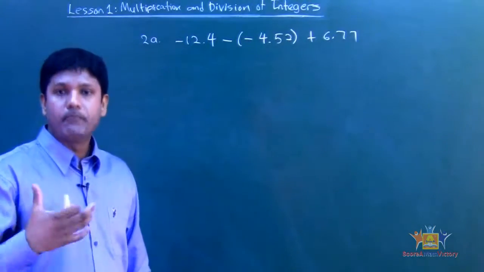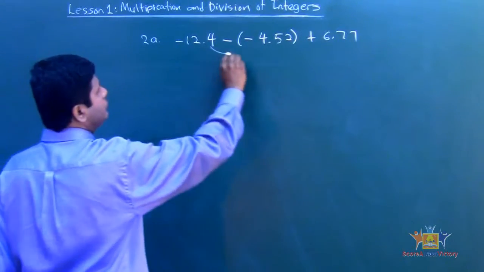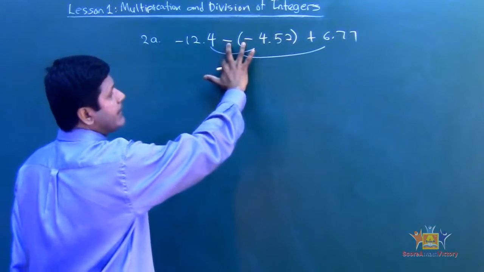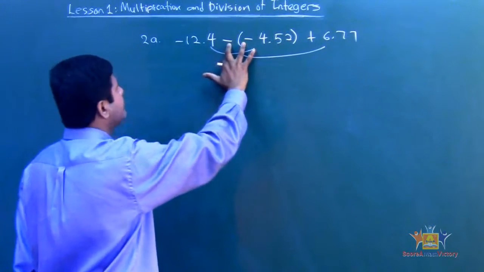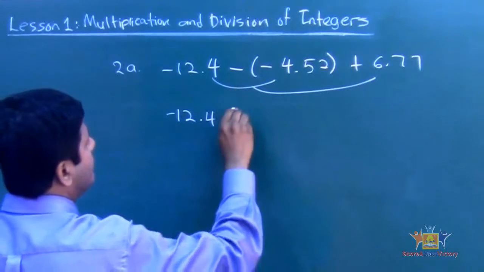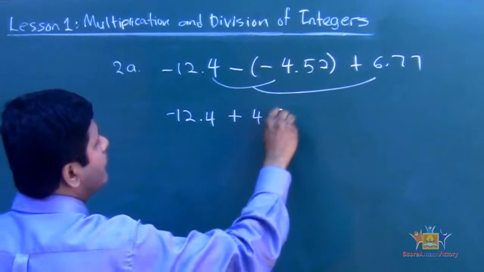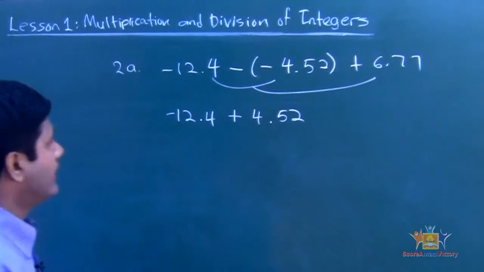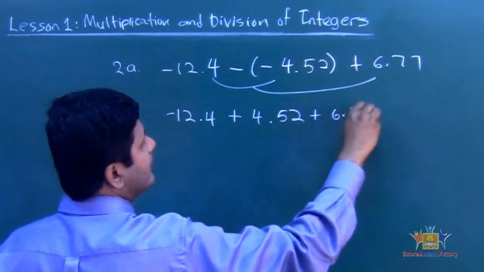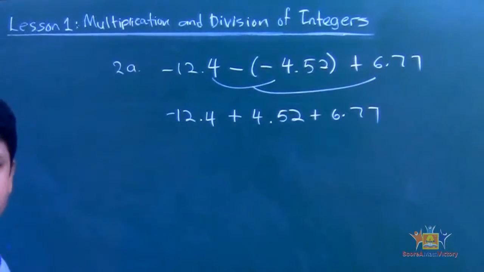You use the pairing method, okay? So we're going to add these two first and then we're going to combine with that. Look at that. You got negative and negative, well, it becomes what? Positive. So negative 12.4, negative becomes positive 4.52. But wait a minute, look at this. You also got plus 6.77. Wouldn't it be better?